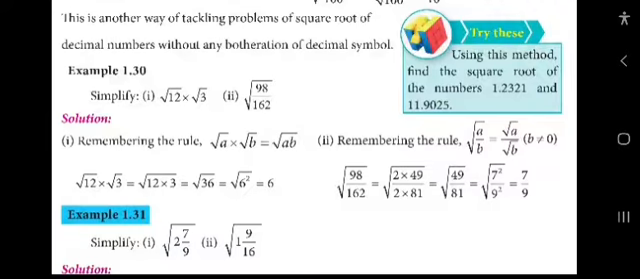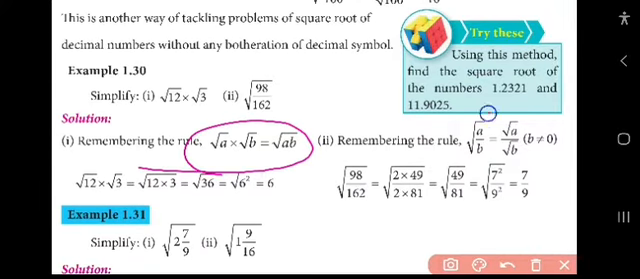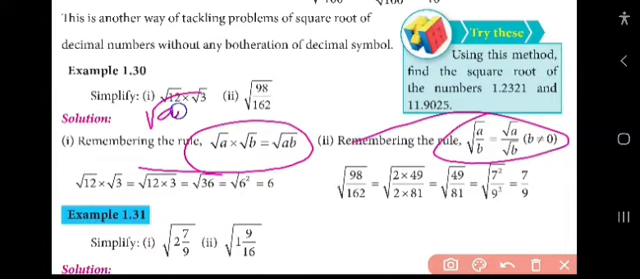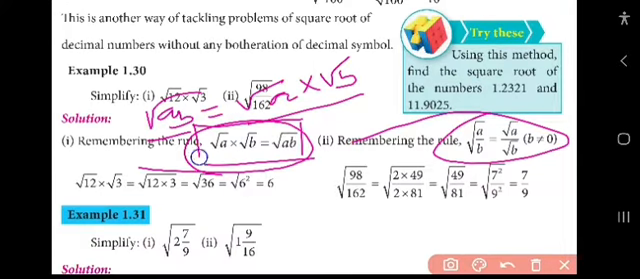Example 1.30. Simplify: first, root 12 into root 3, and second, root 98 by 162. In this sum, we are using these two results. Already we know that root a into b equals root a into root b. Here we use the reverse: root a into root b equals root of ab. Next, similarly, root of a by b equals root a by root b. Using these formulas we can solve the sums.